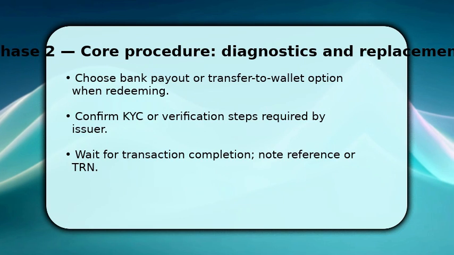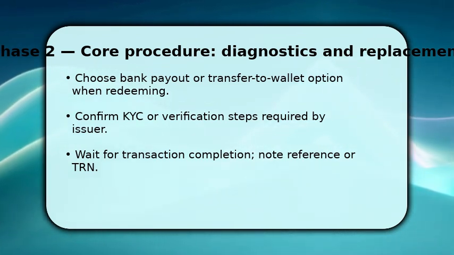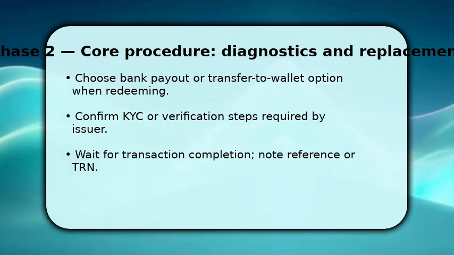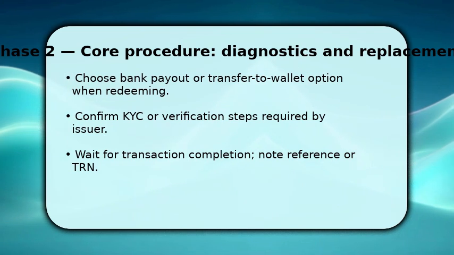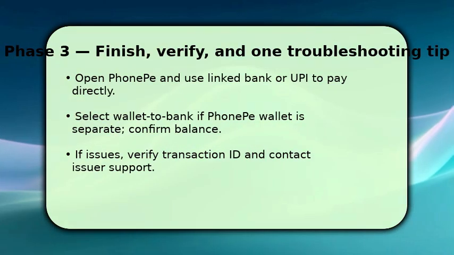After you initiate the transfer, monitor the reference number and wait for the money to reflect. This can take minutes to a few business days depending on the issuer's process, so be patient and track the status. Now, open PhonePe and confirm the bank account that received the redeemed amount is linked and active.